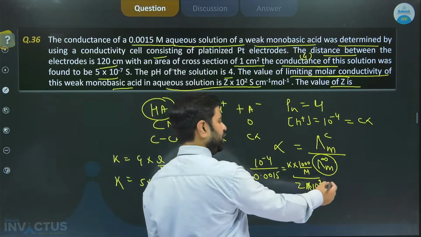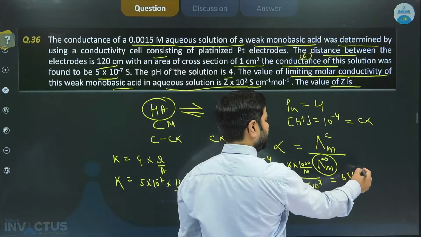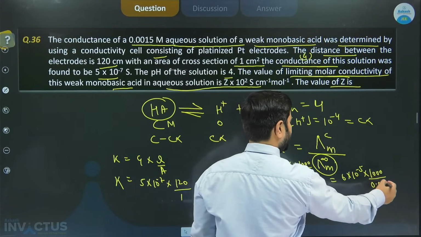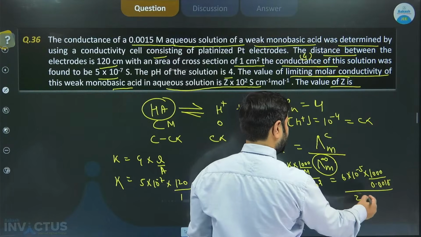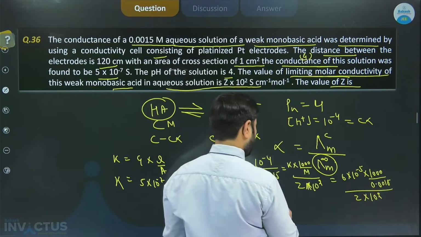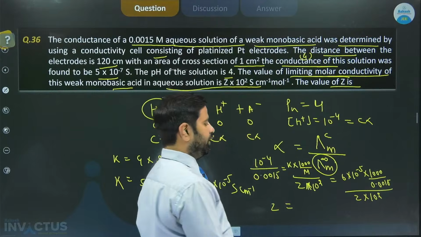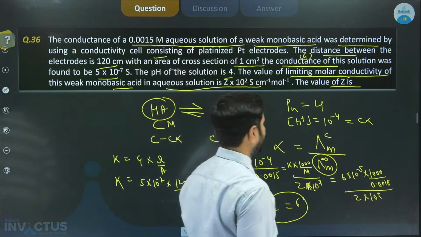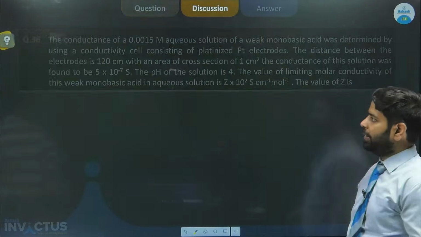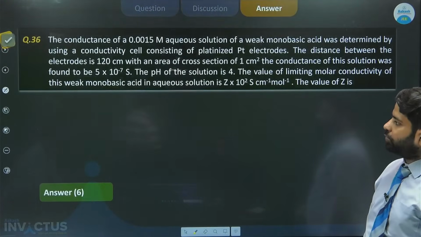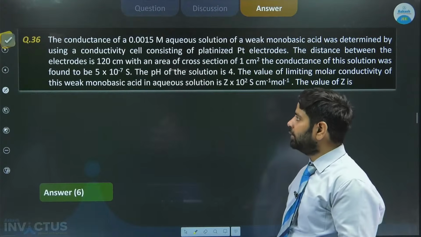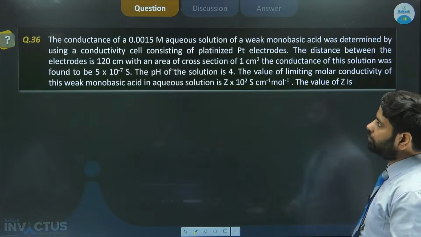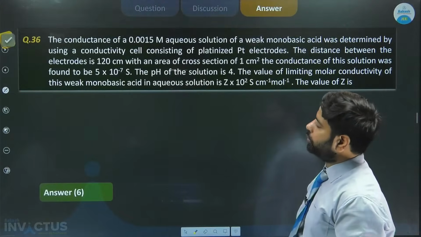You can simply put here 6 into 10 raised to minus 5 into 1000 by molarity, which is 0.015, divided by Z into 10 raised to power 2. From here you can calculate the Z. Calculating this equation, you will get the answer 6. Let's check the answer to this question. The answer given to this question is 6. Very simple calculation you can do here. Let's move on to the next question.